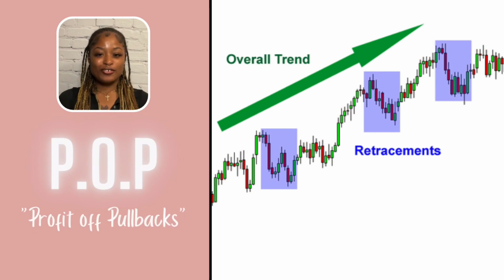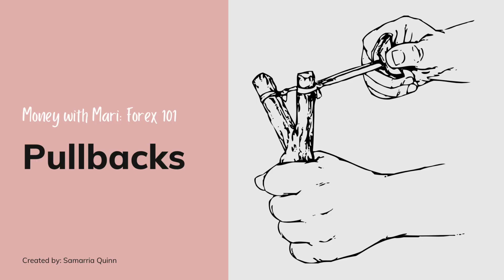Pullbacks aren't only useful for entries in the market, but also re-entries, otherwise known as POPs. POPs simply stands for profit off pullbacks. When you pop, essentially you are getting multiple entries to ride the same trend. Let's take a look at how you can identify pullbacks within the market and utilize POPs to maximize your profits.